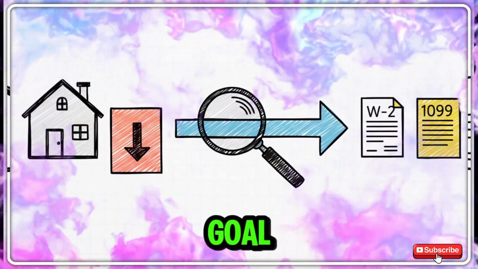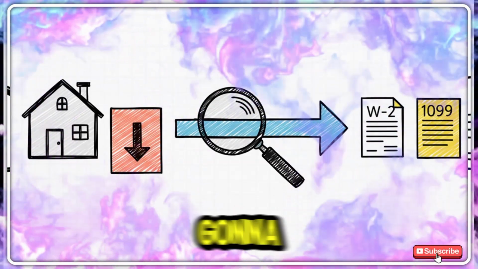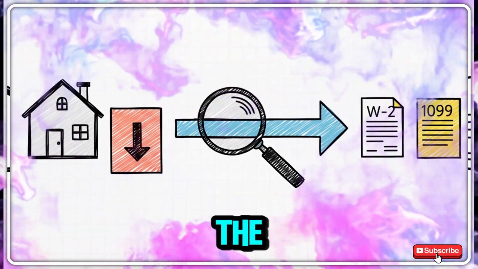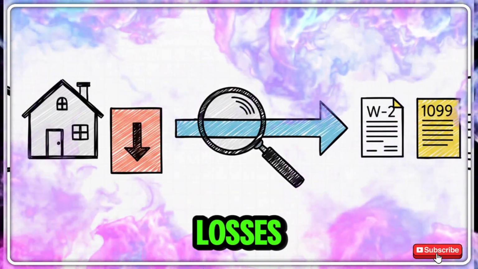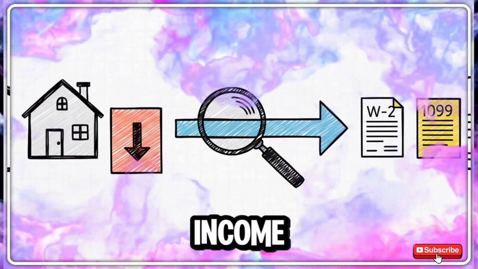So our whole goal here is to deconstruct this entire process. We're not just going to scratch the surface. We are really analyzing the specific rules, the actual tools that let savvy investors connect those paper losses directly to their W-2 salary or their 1099 income.